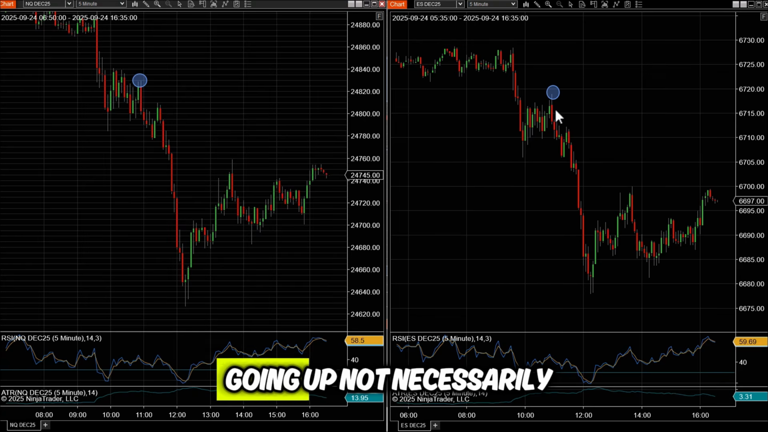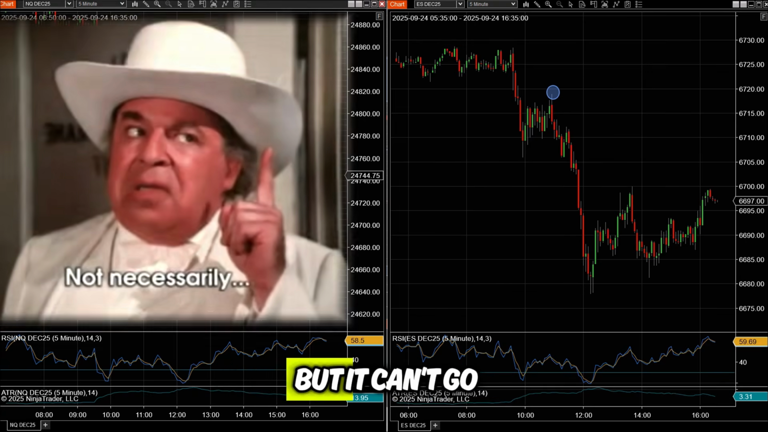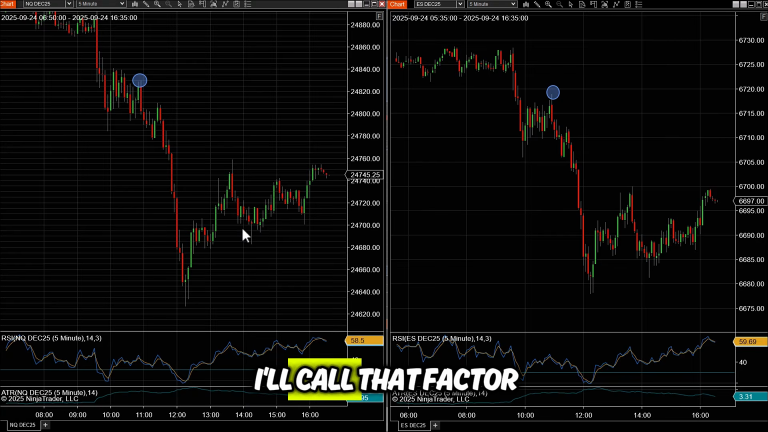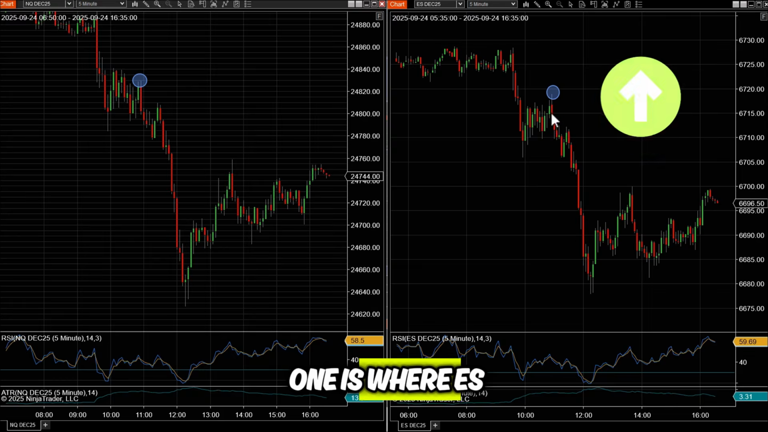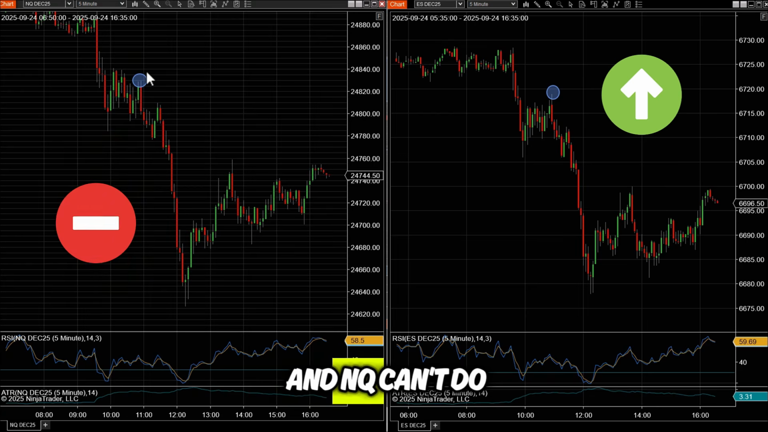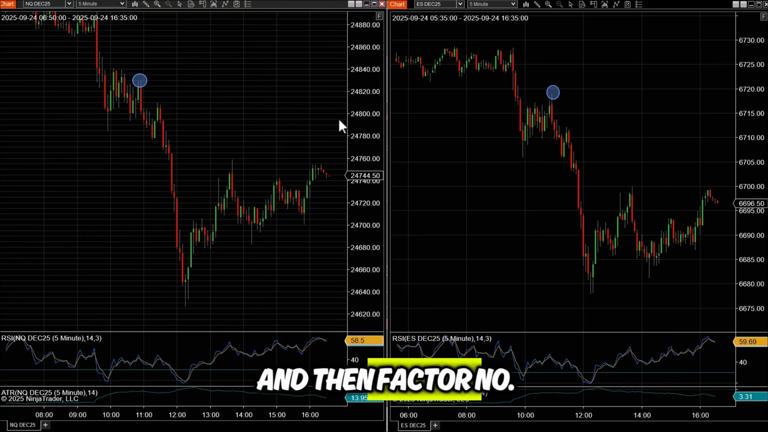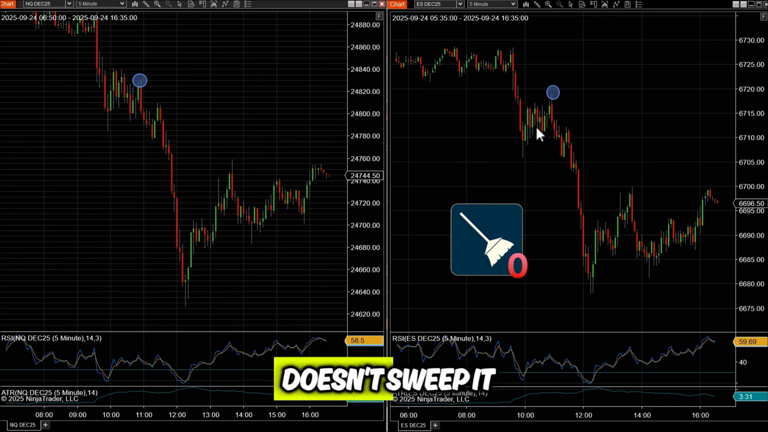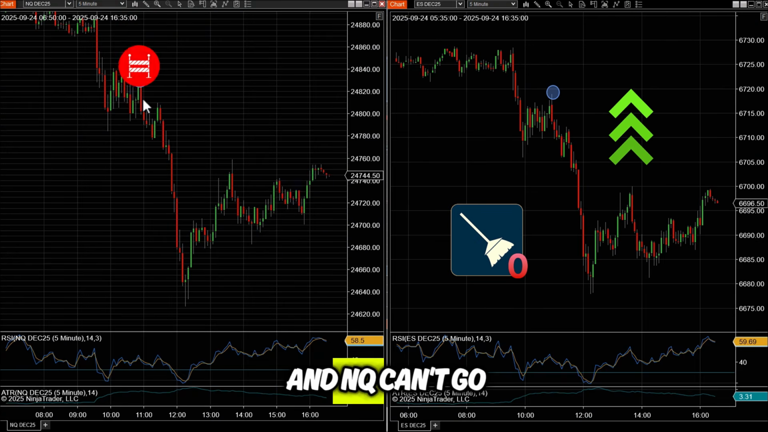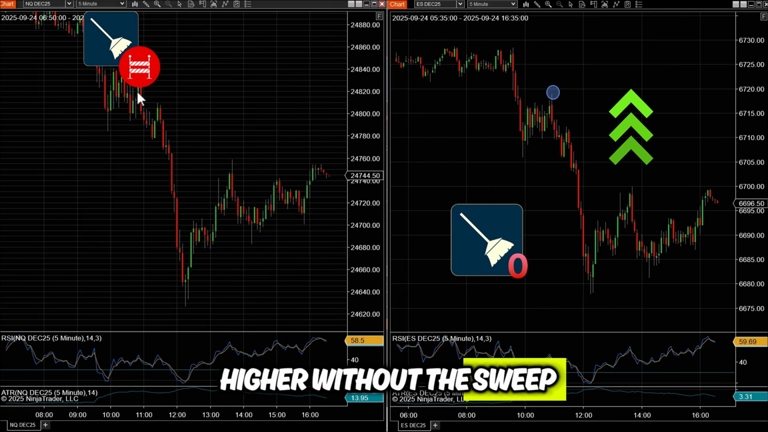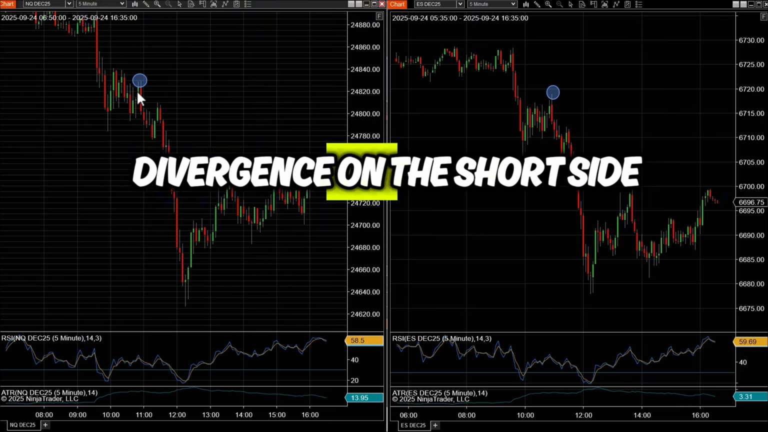Let's say ES is going up, not necessarily sweeping it, but it can't go higher on NQ. I'll call that factor number 3. A little bit of a nuance. One is where ES is going up with a sweep and NQ can't do it. That's factor number 4, divergence on the short sweep. And then factor number 3 is if ES doesn't sweep it and it goes up and NQ can't go higher without the sweep, and that's also divergence on the short side.